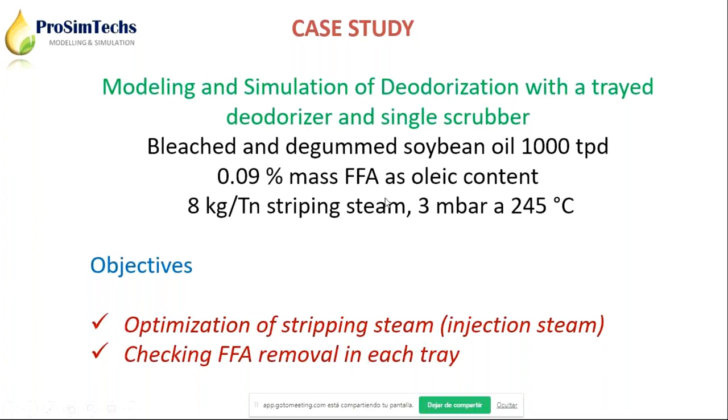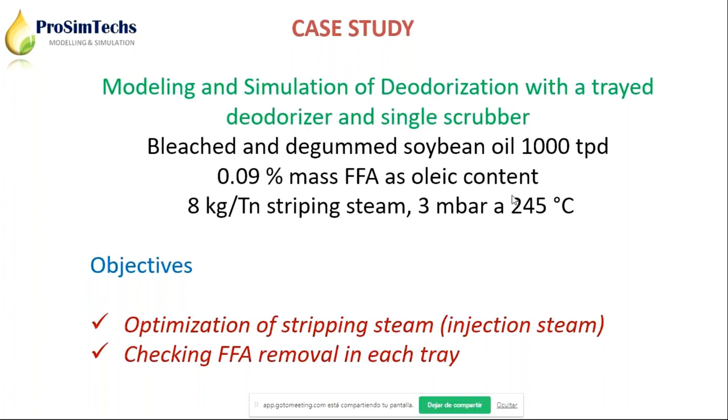So here are our process objectives. When we execute different simulation runs, one objective will be to optimize the stripping steam mass flow rate to be injected in the deodorizer. On the other hand, we will check how the free fatty acid removal is in each deodorization tray, I mean to analyze if we have some optimization room in this regard, mostly in terms of free fatty acid removal.